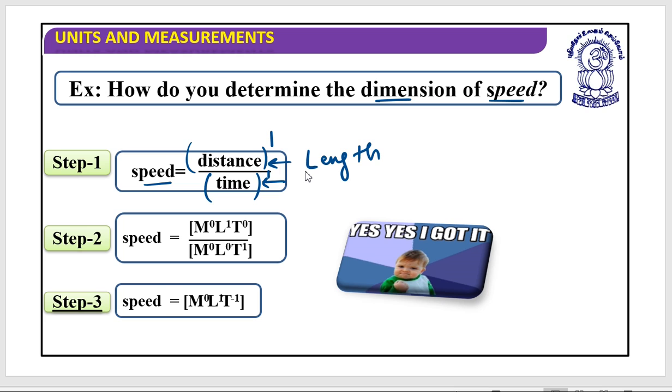So when I write distance, I should write M to the power 0 because it does not have a mass, length to the power 1 because it has a power of 1, and time is not there, so T to the power 0. In time, look at this, M to the power 0, L to the power 0, T to the power 1. So when we solve this, what we observe is, this is M to the power 0, M to the power 0, so my answer would have M to the power 0. This is L to the power 1, L to the power 0.